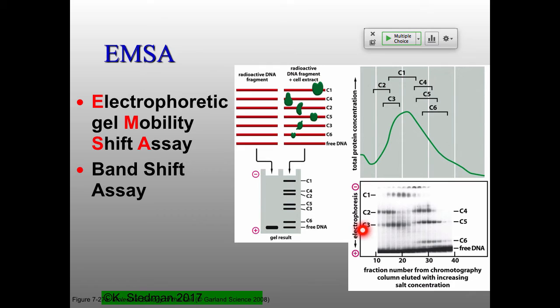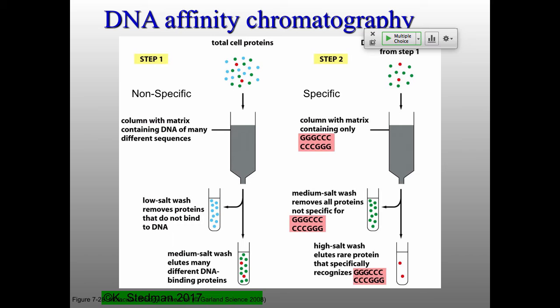In this fraction, you've got something that moves your DNA a little bit further. Something's binding to this piece of DNA, but what is it? So then you've got to do other techniques. The classic one of those is what's called affinity chromatography. You now have a particular DNA sequence, and you want to know what protein is binding to it.